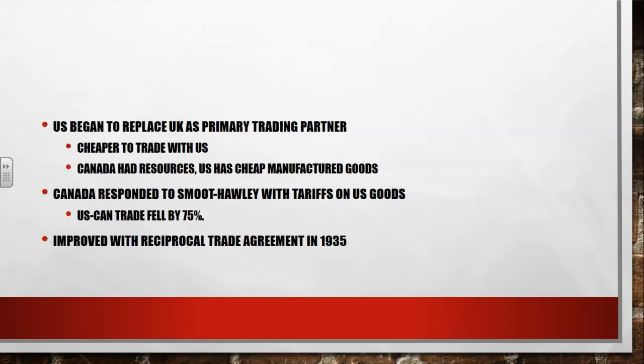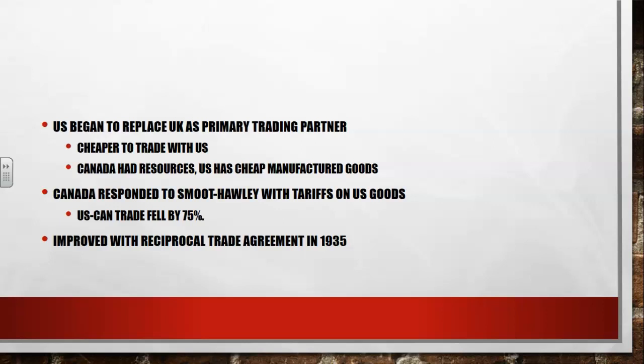So it is important to understand that Smoot-Hawley, although there were reasons for passing this law, had a number of problems. And this is just one more example of the issues caused by the tariffs implemented through the Smoot-Hawley Tariff Act. Now, this is going to improve, though, with the reciprocal trade agreement that's going to be signed between the United States and Canada in 1935.